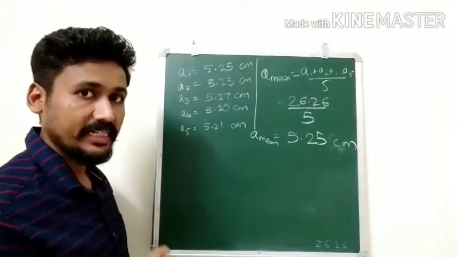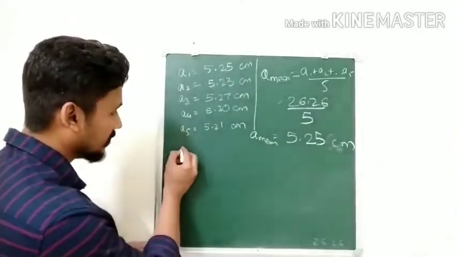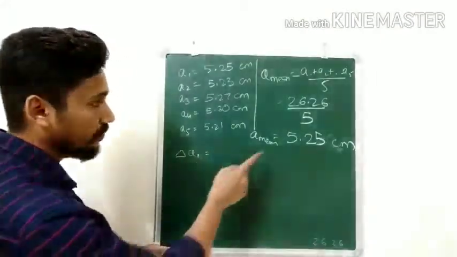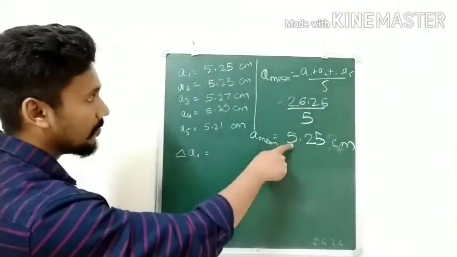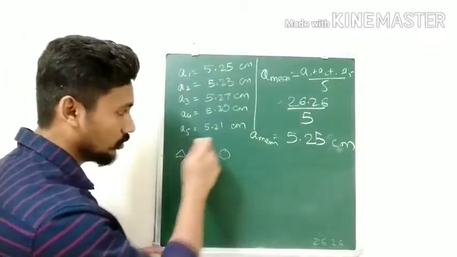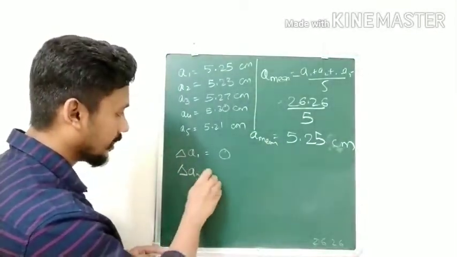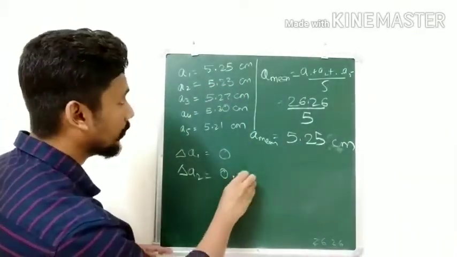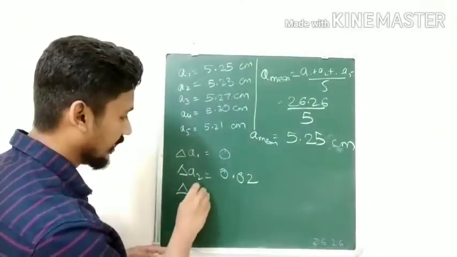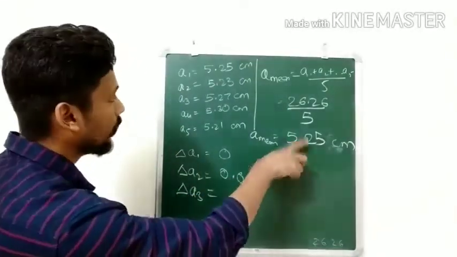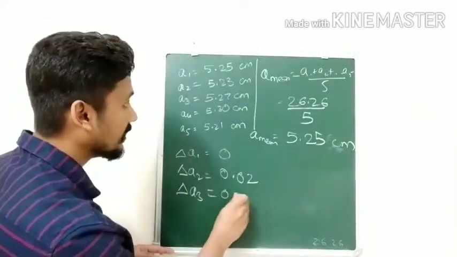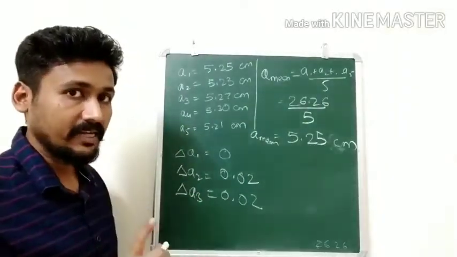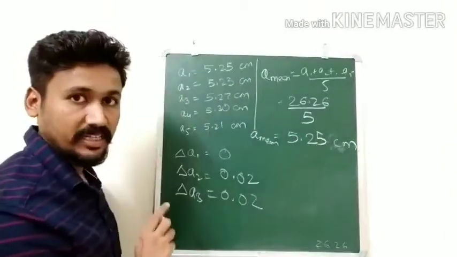Next, we have to find the absolute errors. The absolute error we denote by the symbol delta. So delta A1 will be equal to A mean minus A1. So 5.25 minus 5.25 will be equal to 0. Then you will find delta A2: 5.25 minus 5.23 will be equal to 0.02. Then delta A3 will be 5.25 minus 5.27, that will again be 0.02. Now remember, these absolute errors, we are never taking negative values. We only want the difference between the values.